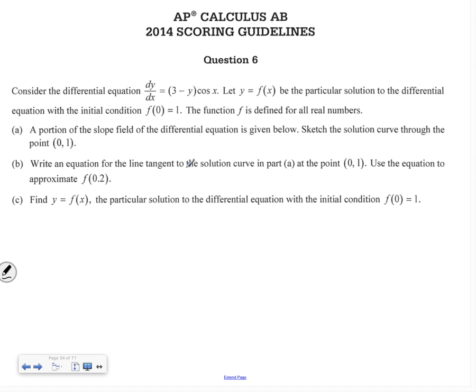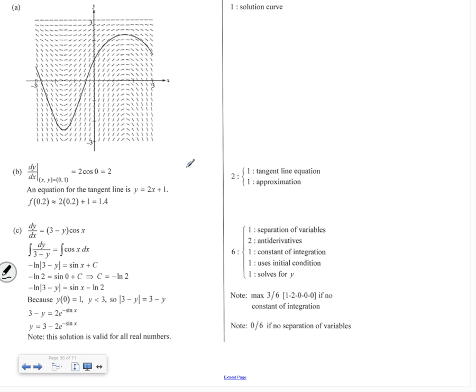Part A says a portion of the slope field of the differential equation is given below. Sketch the solution curve through the point 0, 1. So I don't actually have that on here, so I'm going to go to the answers page so you can see it. They would have had this slope field, but not with the curve drawn in. And this is a little bit different. We haven't done one of these before in class. We talked about it in our notes, but we didn't do it as one of our homework problems in class.